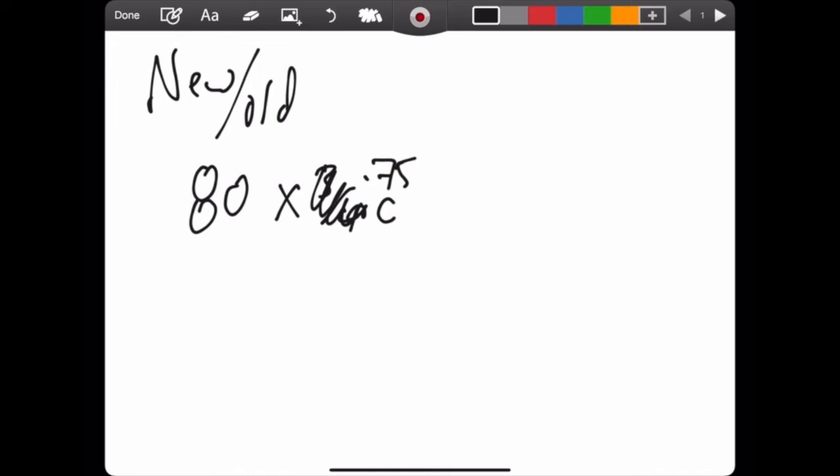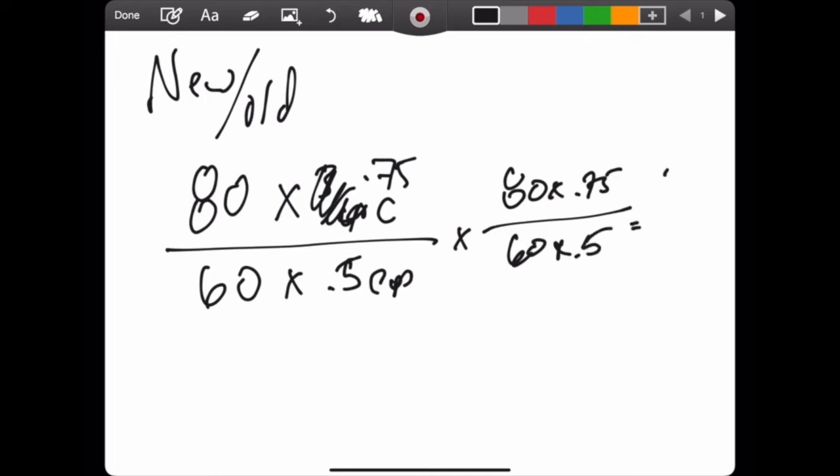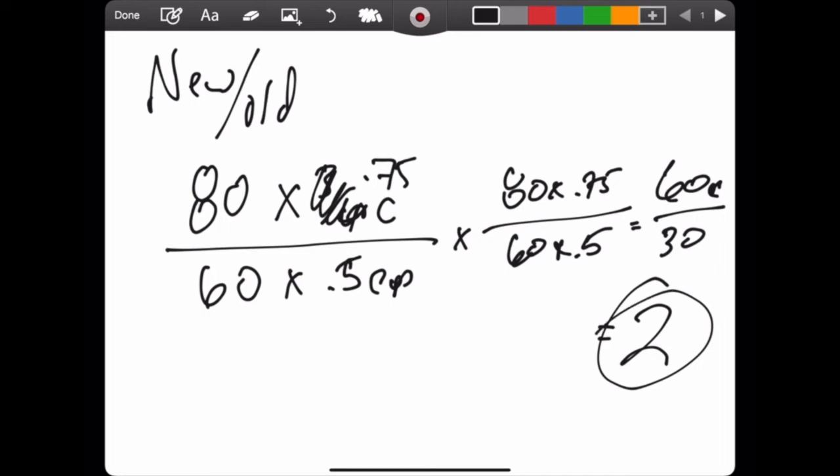And then our old is 60 servings times a half cup or 0.5, which is going to give us, let's do a little math, 80 times 0.75 divided by 60 times 0.5 is going to give us 60 cups divided by 30 cups for a recipe conversion factor of 2. So now we multiply everything in that recipe times 2.